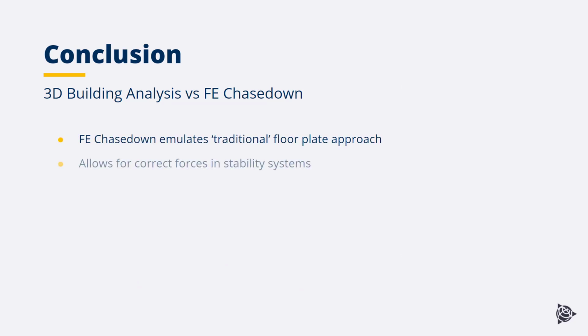So concluding this section, the FE Chasedown will represent a close approximation of a traditional gravity-only floor plate analysis, and this will allow us to design the stability systems for the correct diaphragm forces and prevents the over-design of slabs due to framing action.